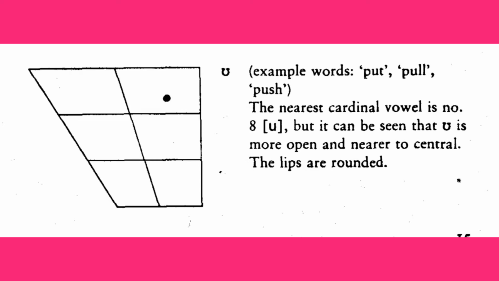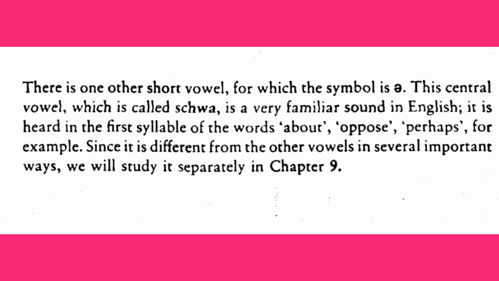The nearest cardinal vowel is number 8, but it can be seen that this vowel is more open and nearest to central. The lips are rounded. There is one other short vowel, for which the symbol is schwa.